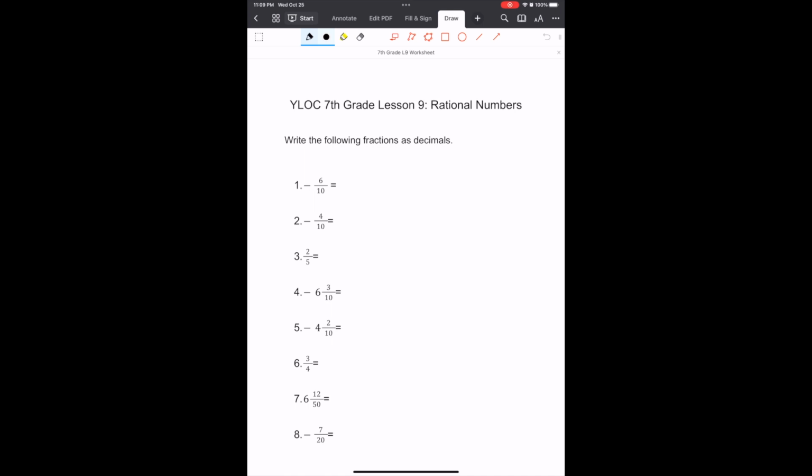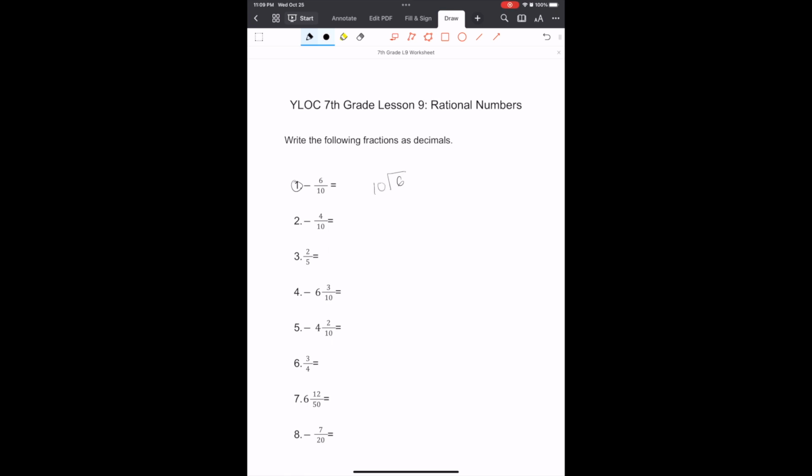Today we're going to go over lesson 9, rational numbers. So first we're going to write the following fractions as decimals. So number 1 is 6 divided by 10. So how do we get to doing this? Well, it's pretty simple really. Basically, all we're doing to convert these fractions to decimals is just dividing. So what we're doing is 6 divided by 10.